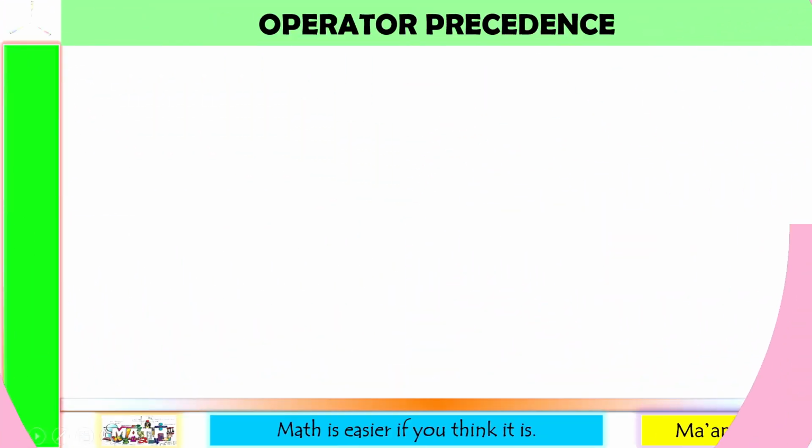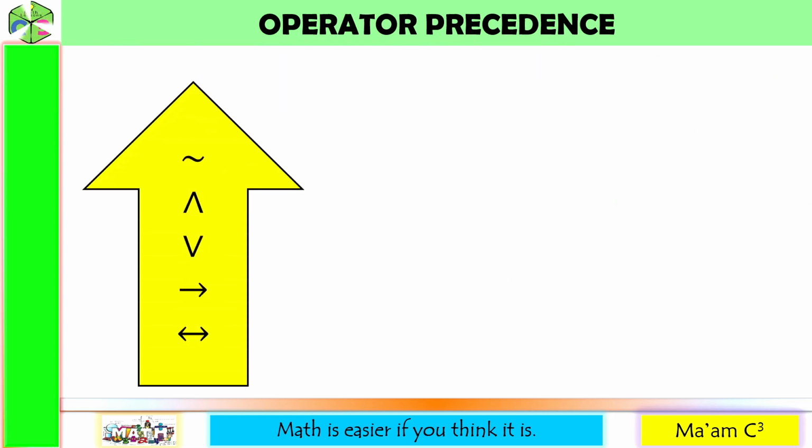If we have MDAS, PEMDAS, or GEMDAS, we also have order of precedence in logical operators. This means negation has higher precedence than conjunction, conjunction has higher precedence than disjunction, disjunction has higher precedence than implication, and implication has higher precedence than biconditional.